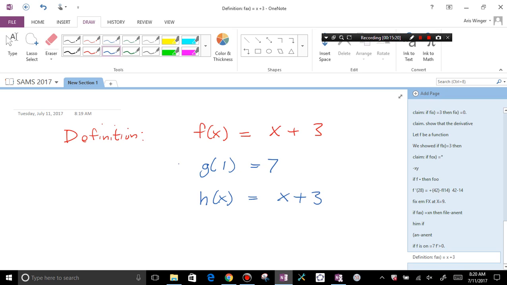I have some questions for you. Is f equal to h? Yes. Are f and h the same function? Yes. Why are they the same function? For every x value, you get the same y value. That's exactly right. For each x in the domain, f of x is equal to h of x.